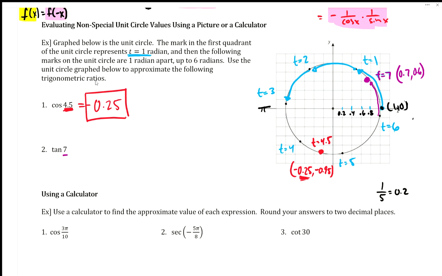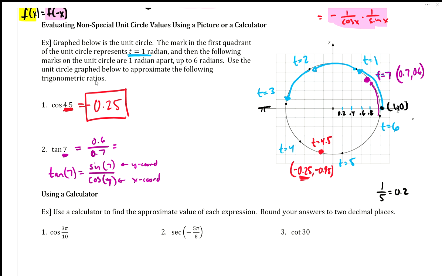Now we can go back and do our tangent of 7. Remember your tangent? Mark it down below. Tangent of 7 is the same thing as the sine of 7 over the cosine of 7. Sine of 7 is based on the y-coordinate, and the cosine of 7 is the x-coordinate of that terminal point. Our y-coordinate was 0.6 and our x-coordinate was 0.7. So we have 0.6 divided by 0.7.